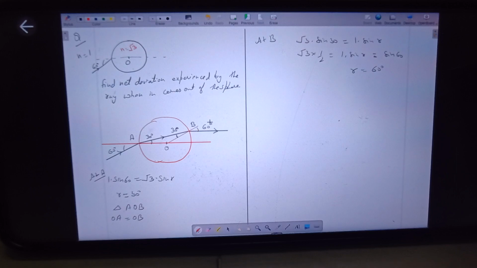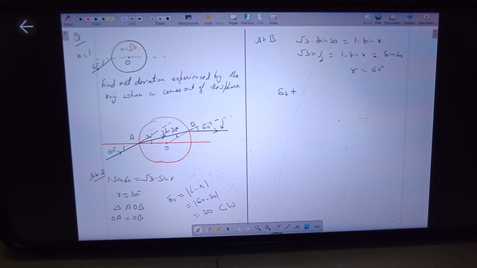Okay, now let's find out the deviation. To find deviation, as we have done in the case of mirrors also, because there is more than one surface, we need to know in which sense the deviation happens. This is the deviation at the first face, and here is the deviation at the second face. So delta 1 equals i minus r, which is 60 minus 30, that is 30 degrees, and it is happening in the clockwise sense.